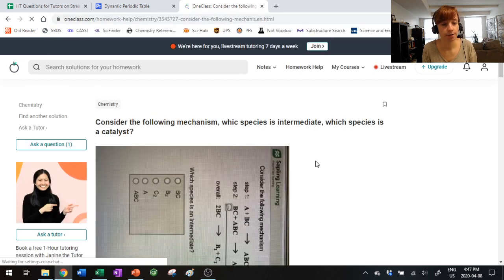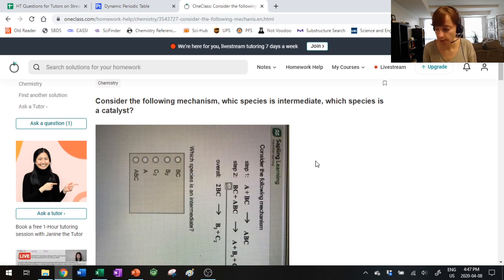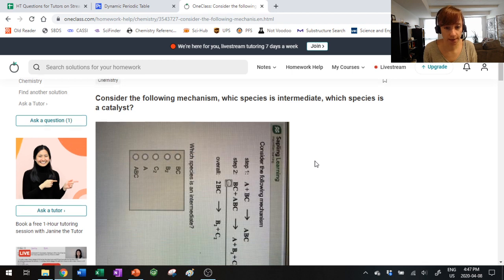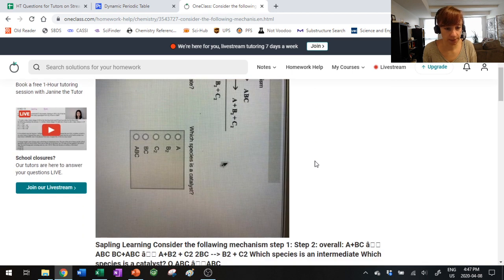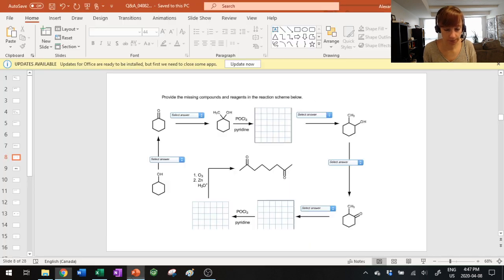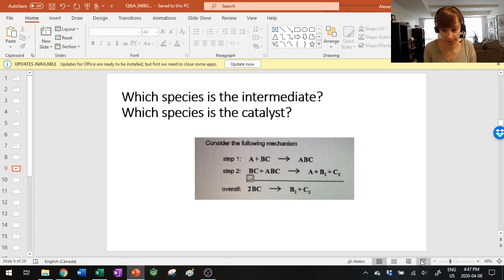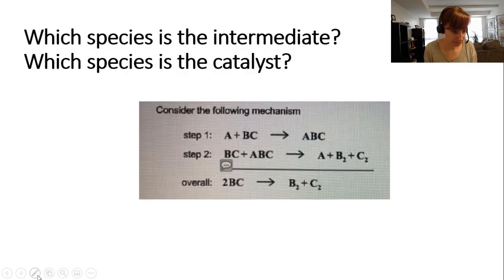Okay, so the question is, consider the following mechanism. Which species is an intermediate and which species is the catalyst? Because it's sideways, that makes it a little difficult to read, so I fixed it on my PowerPoint. So we need to find the intermediate and we need to find the catalyst.